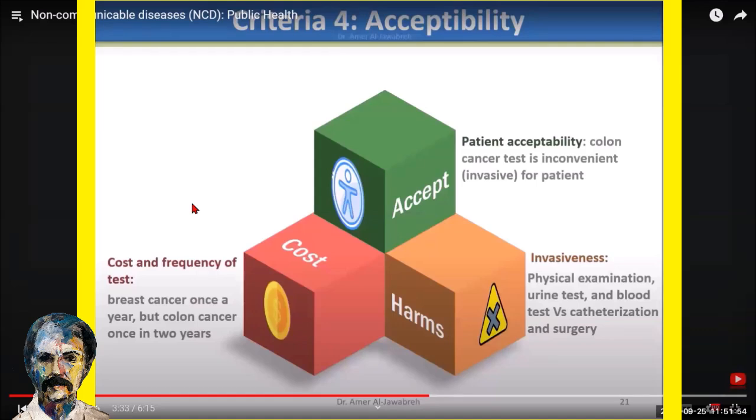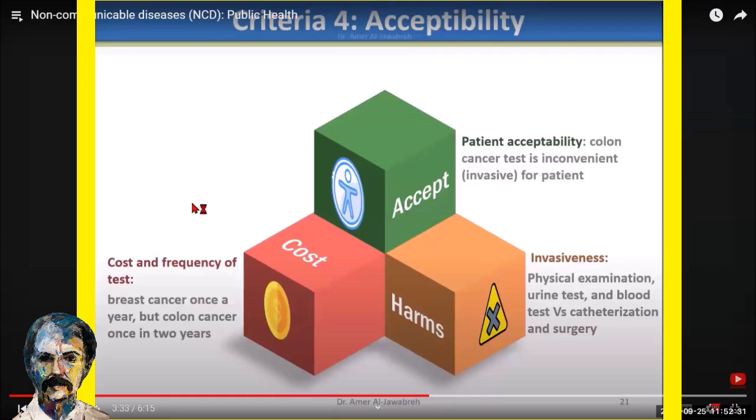If the lab test, FBS, it's only one test, maybe a few dollars. But if you are going to do OGTT, within 3 or 4 hours, you are going to take from the patient 4 times. And plus, each test, each time here, it's going to cost you. Okay? So convenience, cost, time, all of these. Colon cancer, once every 2 years, maybe, because it's more invasive. So this is the idea.